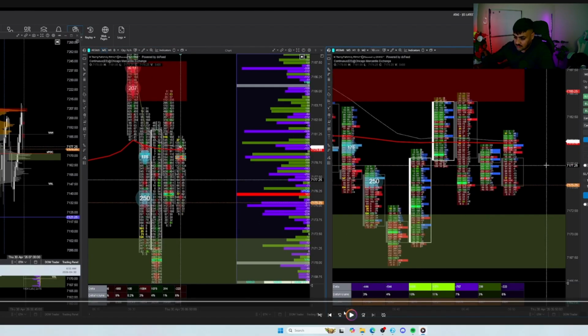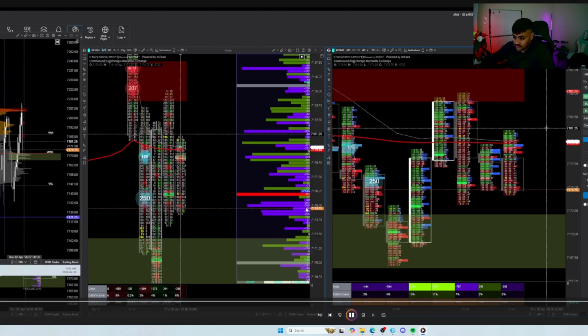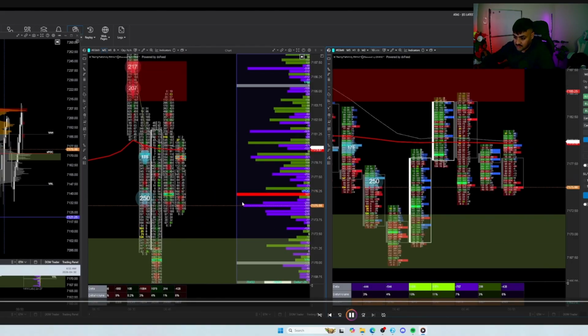Look at how price is behaving. A lot of people will start buying here, thinking, oh, we're rejecting price. But no, look at the delta here. Minus 244. They're adding on. It's getting more negative, more negative than positive. Look at these sellers adding on.